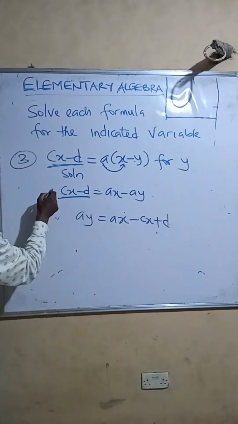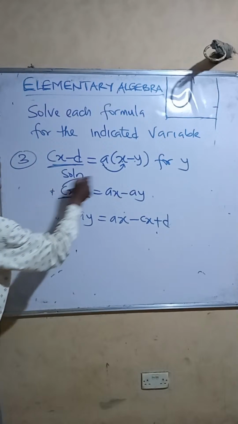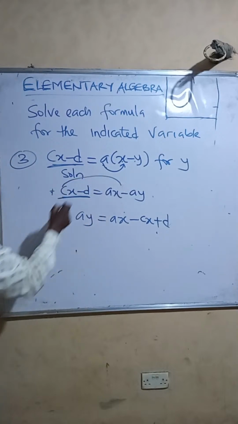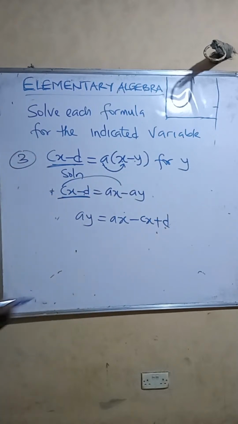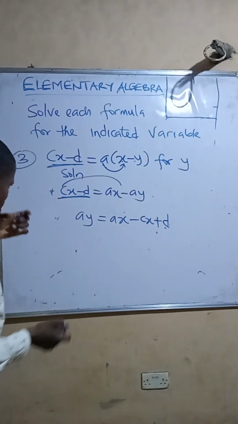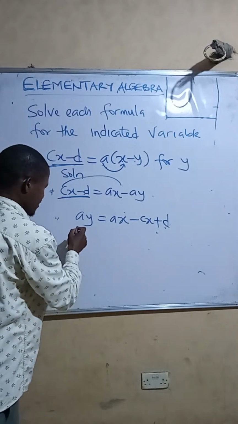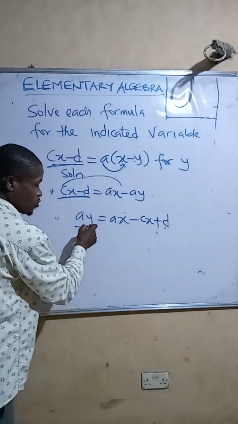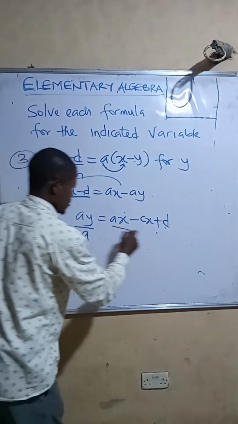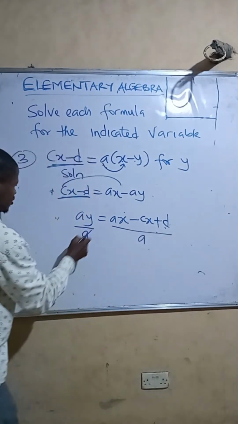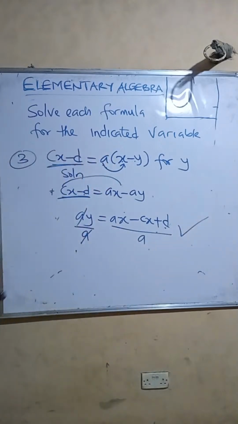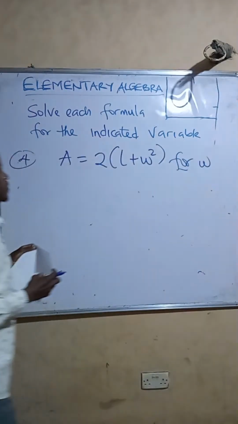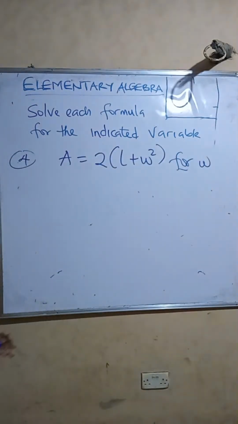This here is plus. When you shift to the other side, it becomes negative. This one is minus d. When you shift to the other side, it becomes positive. So that's what we have. And finally, divide both sides by the attachment to y, over a. So this one and this one cancel, and that is the solution. Okay. That's what we are told to do to solve for y.